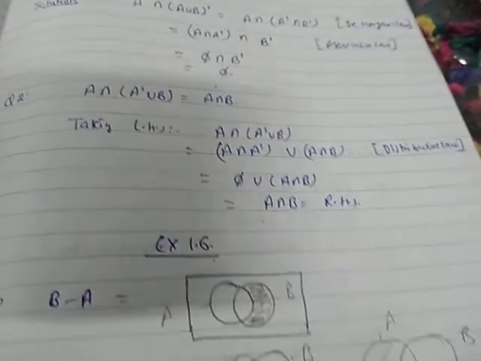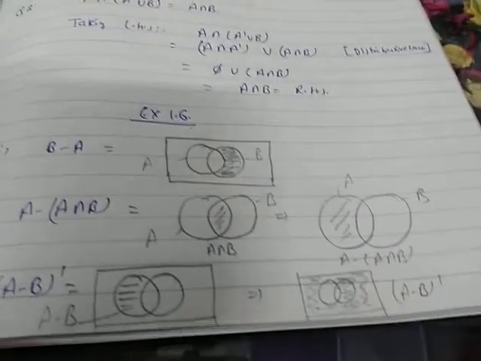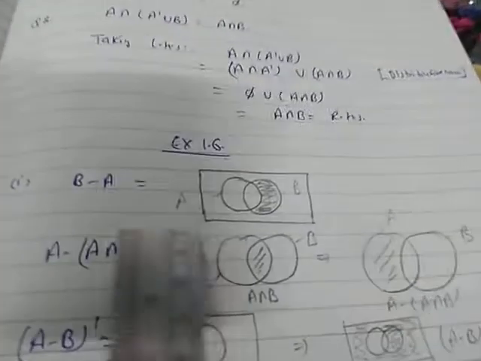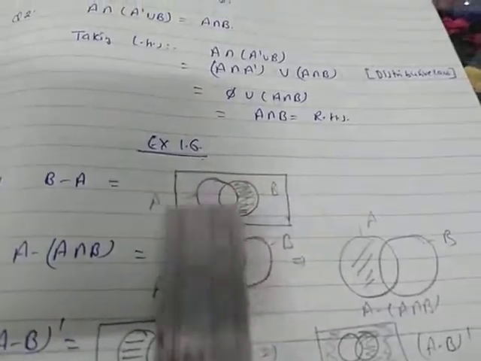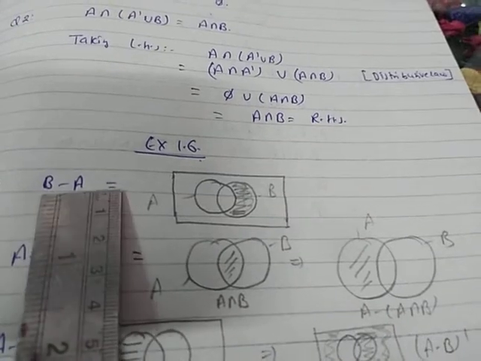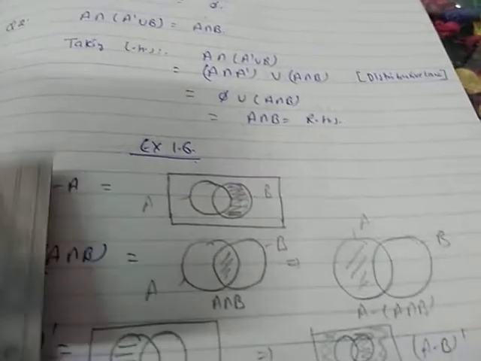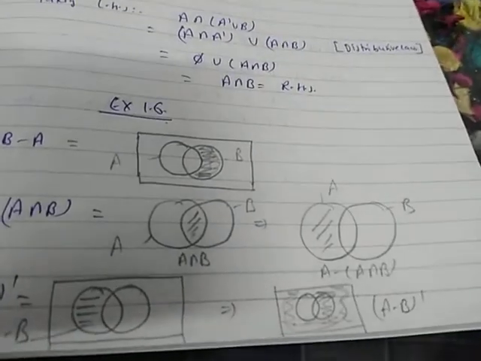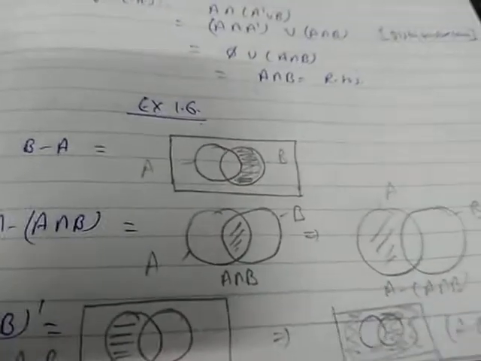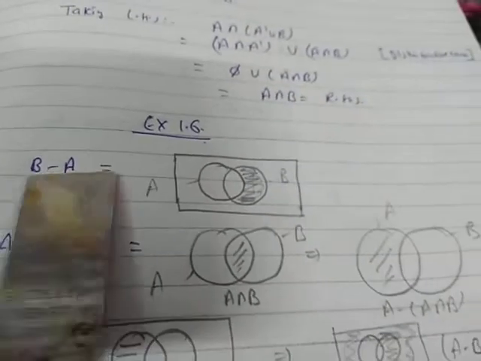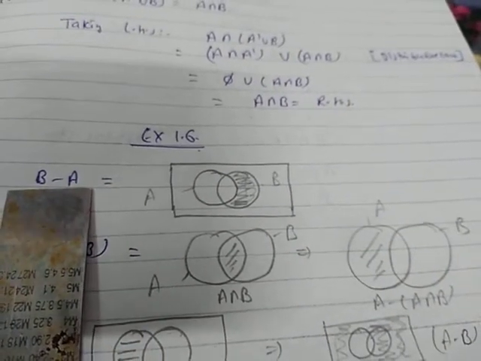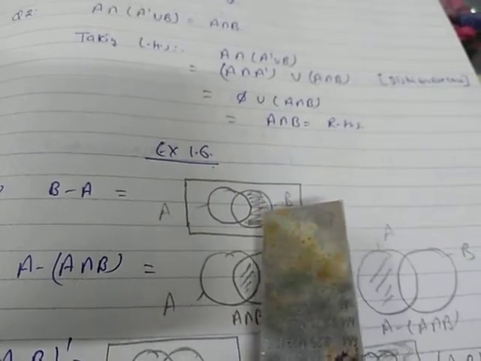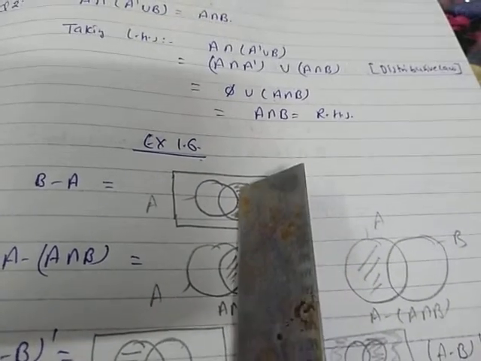Now in exercise 1.6, the question is about Venn diagrams. Depict the statement by Venn diagram. The first is B minus A. No need for the rectangle here because it is only B minus A. If a whole complement is there, then you need to depict the rectangle, that is the universal set. But still it's no problem at all. Now B minus A, that means what you have to shade? Only B. Only B is this one.